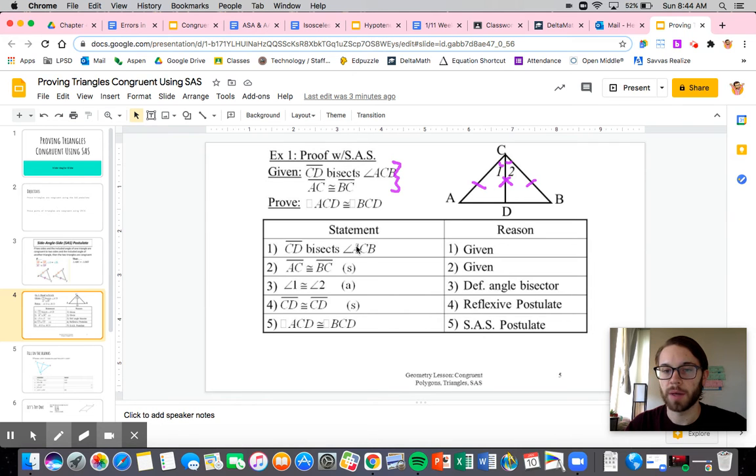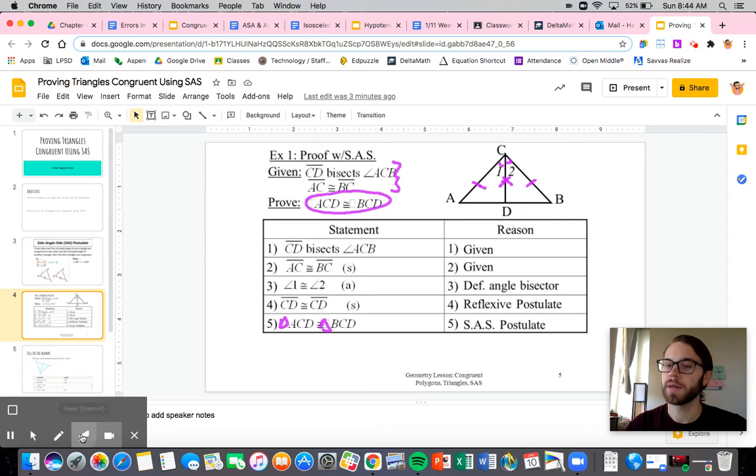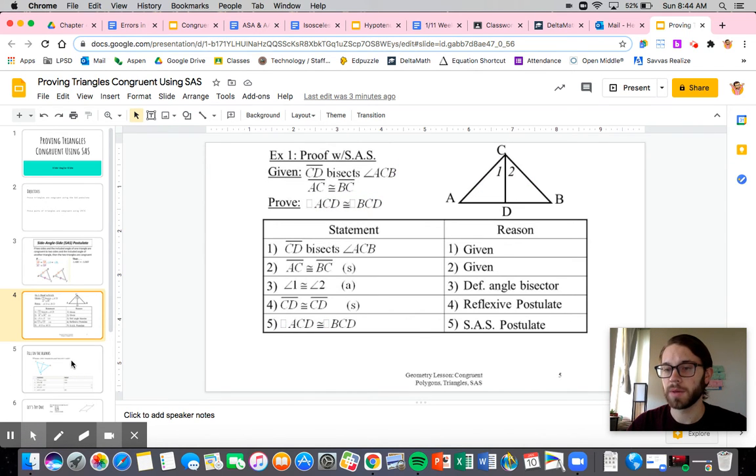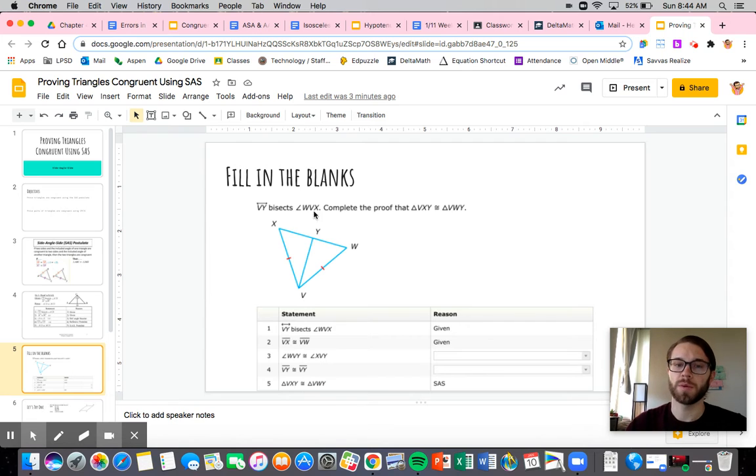So that is how we're getting our side, our angle, and our side. And you can see we have a side, an angle, and a side. And then finally, the last thing we're going to say is that these two triangles are congruent. This is supposed to be the triangle symbol. Didn't come through. So it's side, angle, side. All right? And that's all there is to it. And again, a lot of these are going to be very similar. So once you get used to the format, it won't be too bad. All right. So let's look at this one.